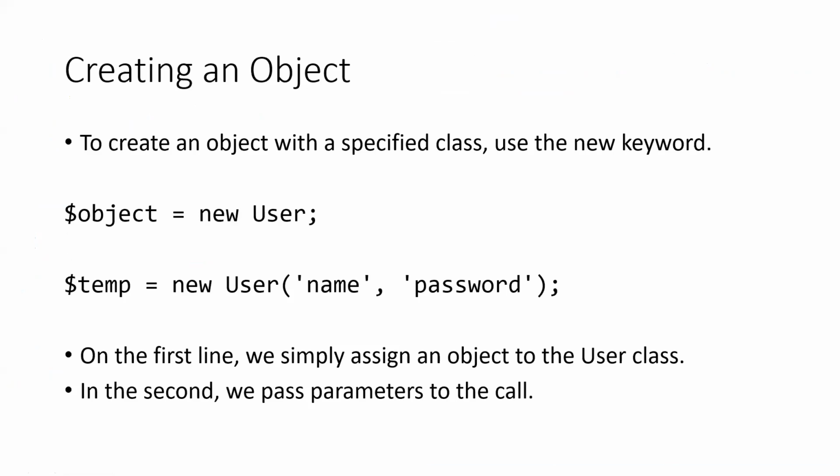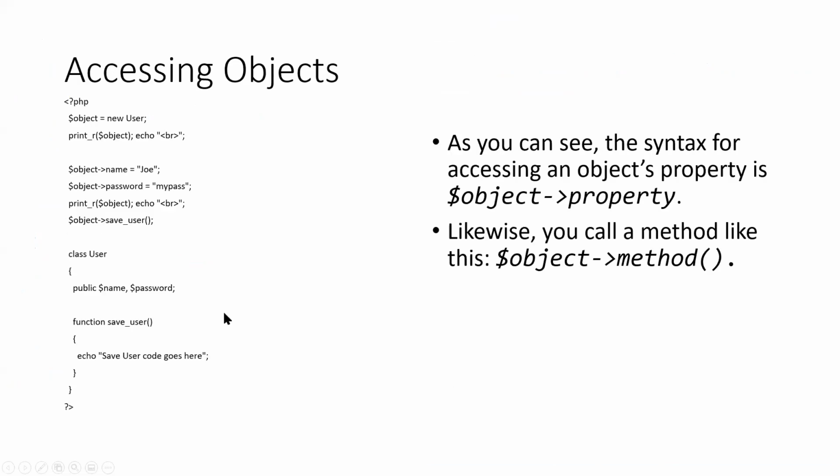So two things we have done. First of all, we create a user without any parameters. The second one, we actually create a user with the parameters. Right. Now let's look at how you're going to access the details.